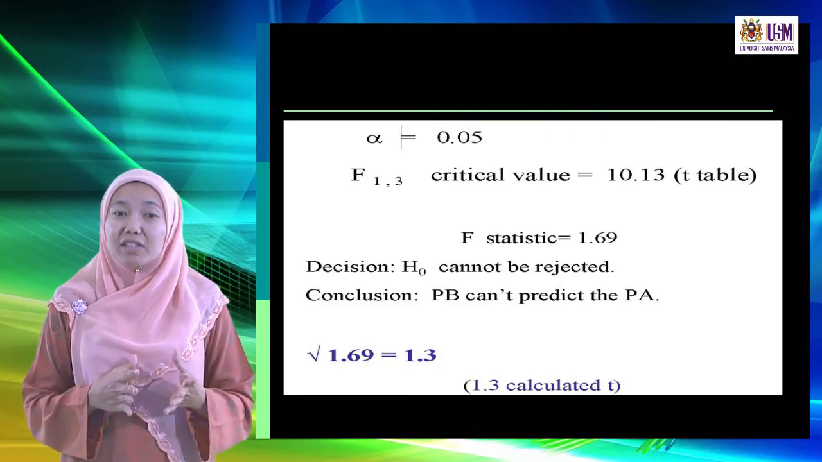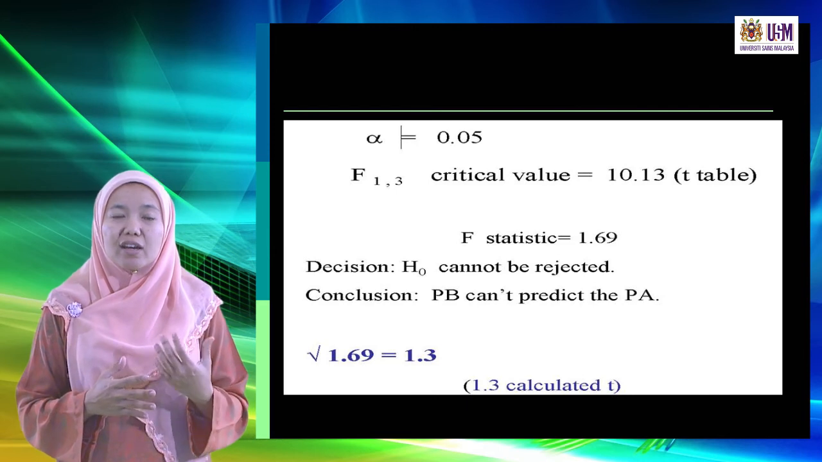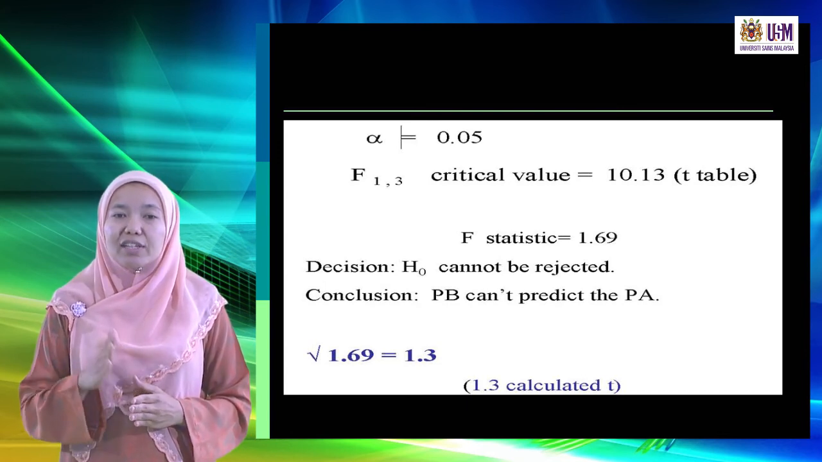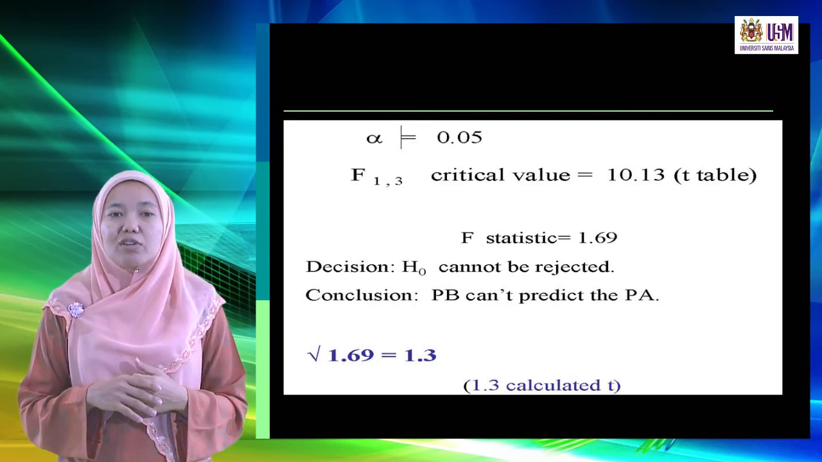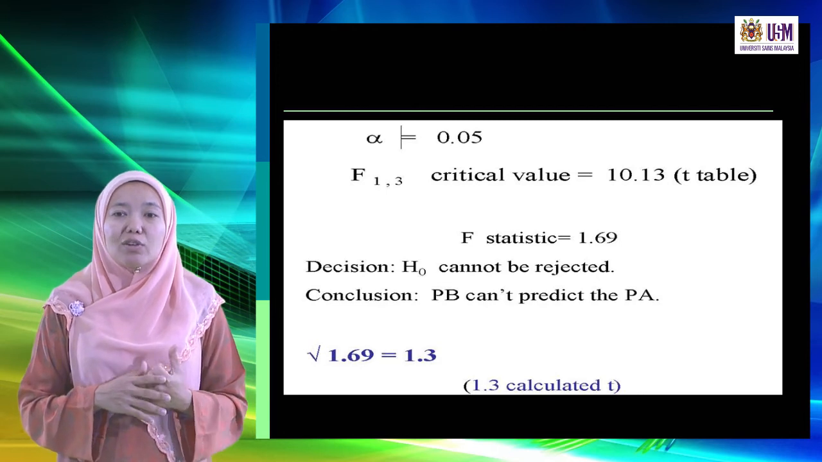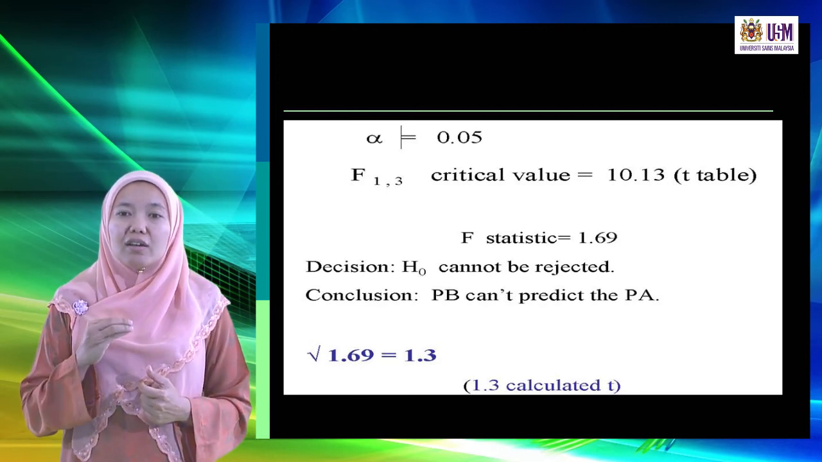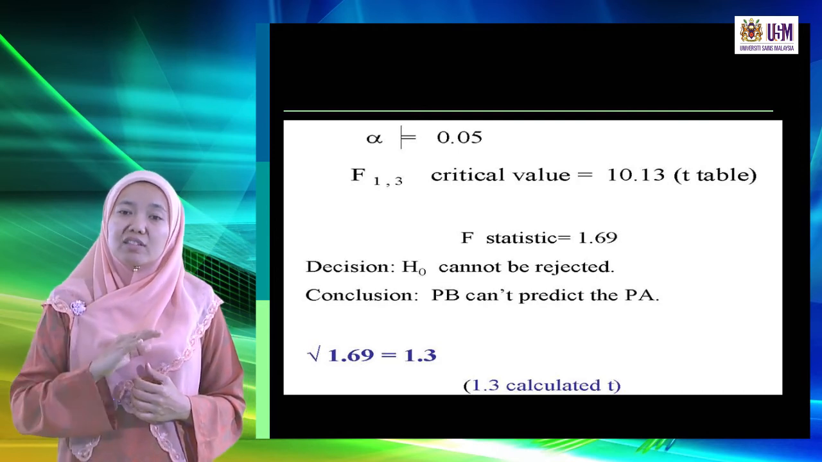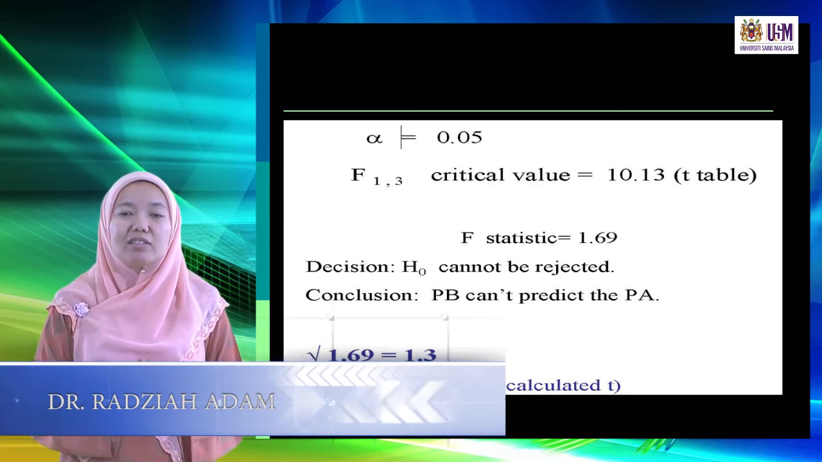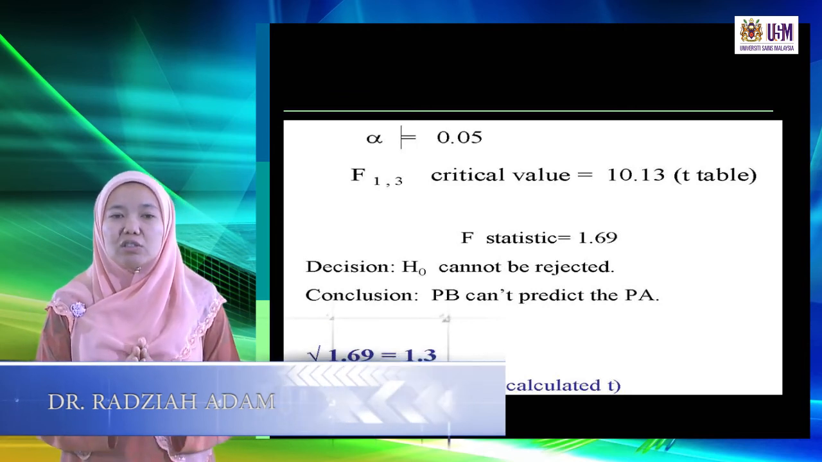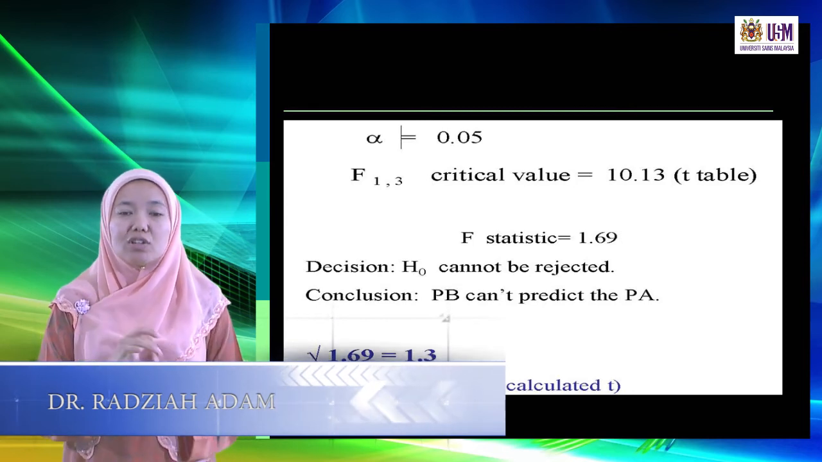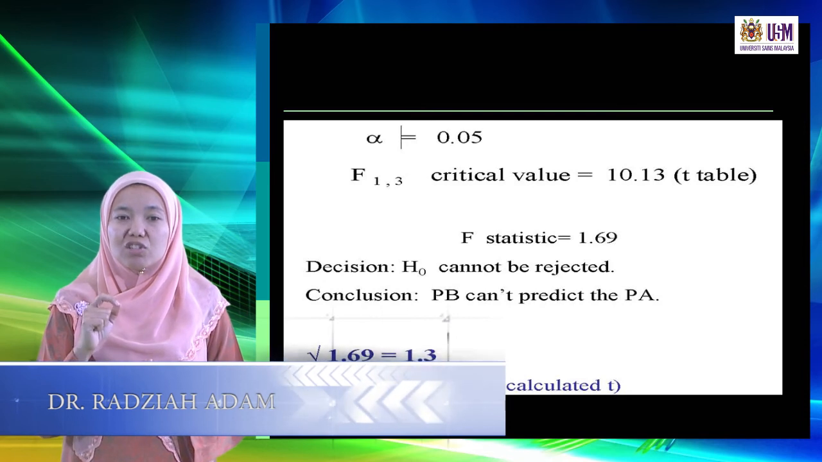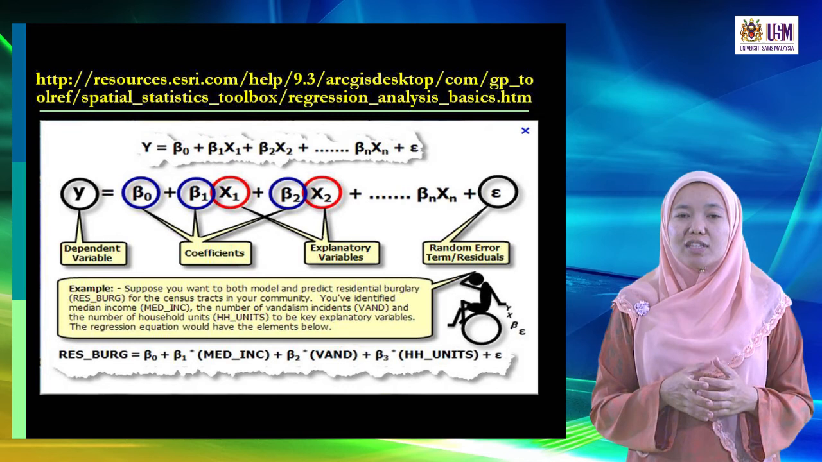Based on what you already calculated from the table just now, let's say you are doing this hypothesis testing at the 5% level of significance, alpha 0.05. The critical value for F, in this case with degrees of freedom 1 and 3, you can read from the F table, not the t table. The F critical value is 10.13, and your F test statistic is 1.69. Definitely 1.69 is much less than 10.13 from the F table. Take note, not the t table. So in this case, your decision is that you cannot reject your H0. Your x cannot be used to predict your y because you cannot reject your H0.